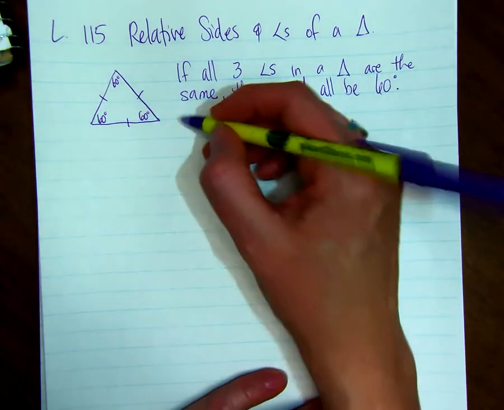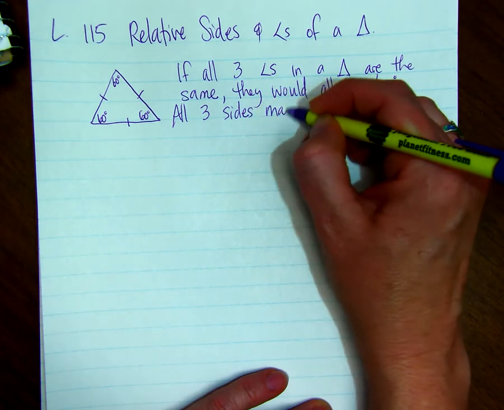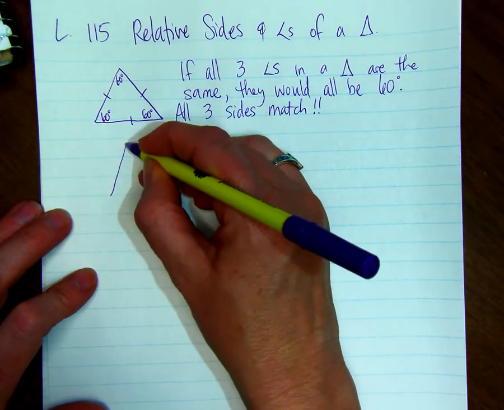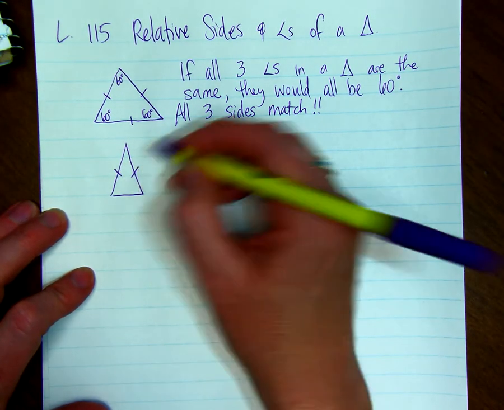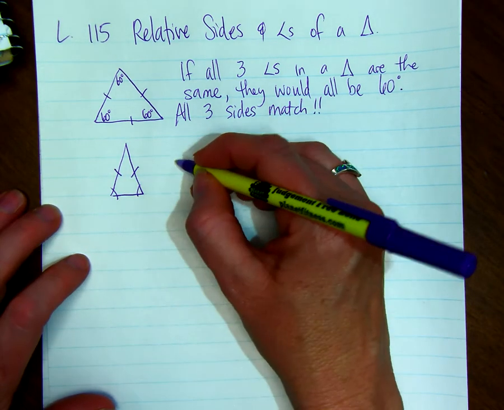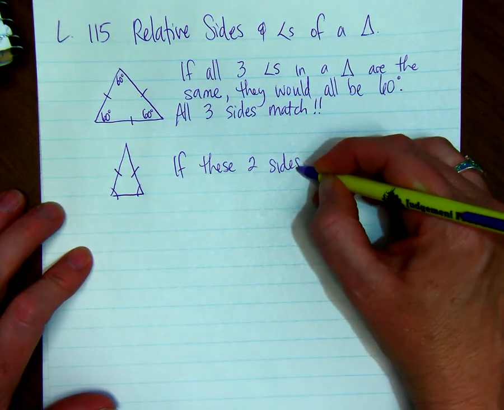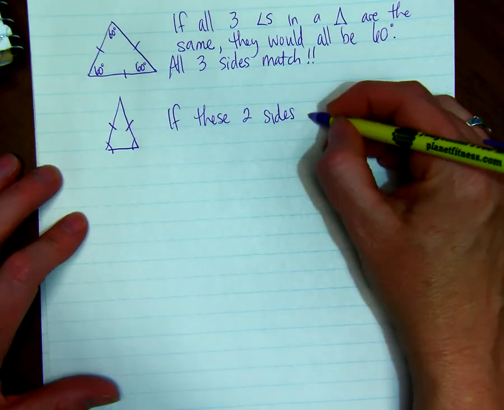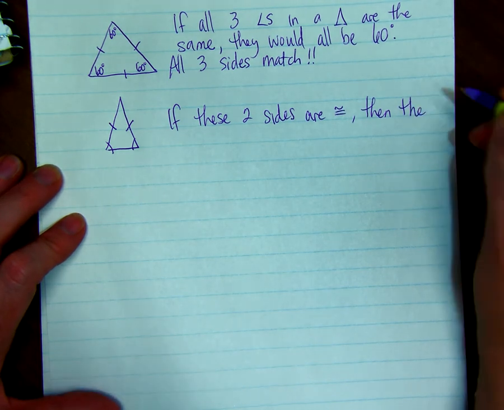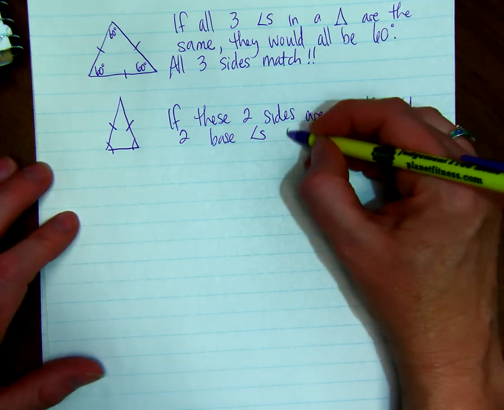When this happens, all three sides match. It means they would have the same length. Now, if two sides match, let's say these two sides match, then the two angles across from them will also match. I'm going to say the two sides are congruent. Then the two base angles, as we call them, are also congruent.